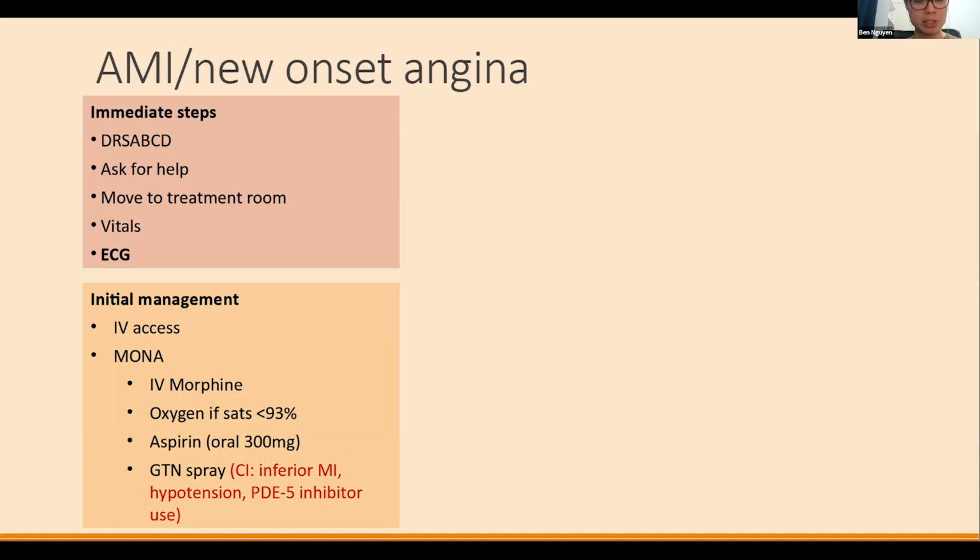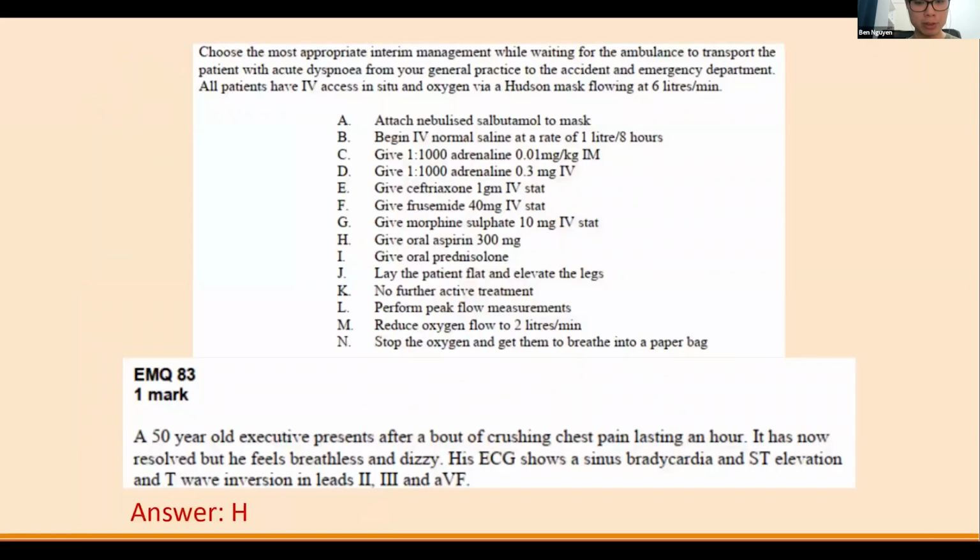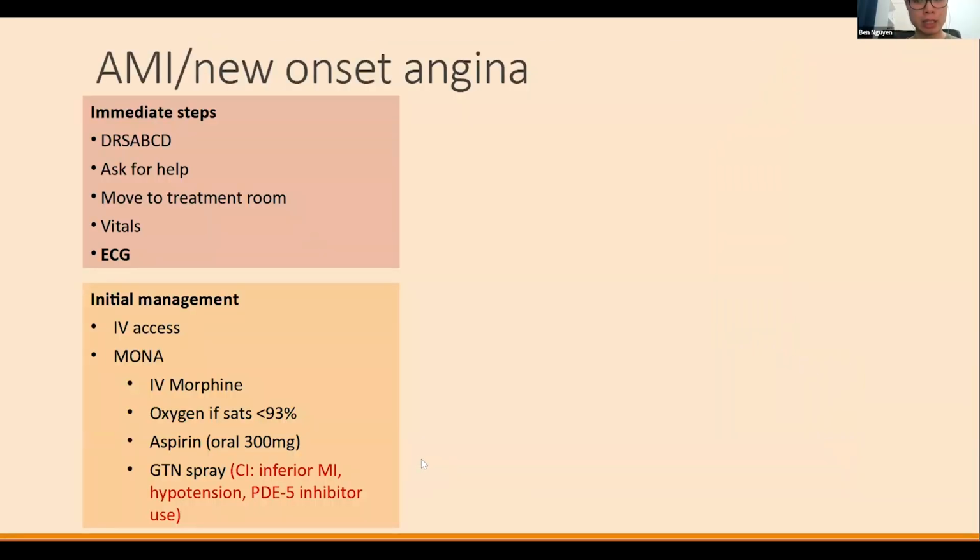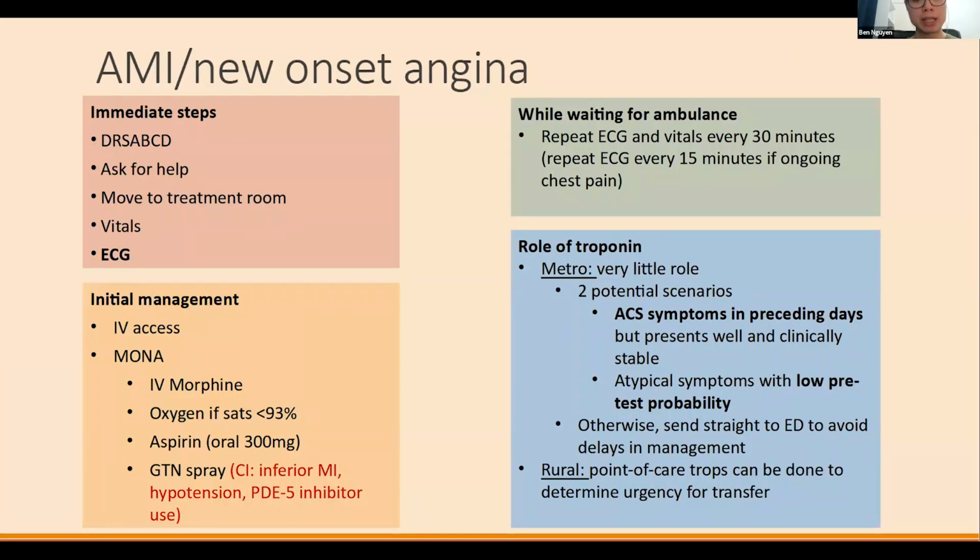And just be careful with the GTN sprays. In the question before, it shows ST changes in the inferior leads. So you want to be careful when giving GTN spray if someone has an inferior MI, because it can worsen their hypotension if they have any. Just be careful of that. Cool. And while you're waiting for the ambulance, you can repeat your ECG and vitals just to make sure that they're stable.